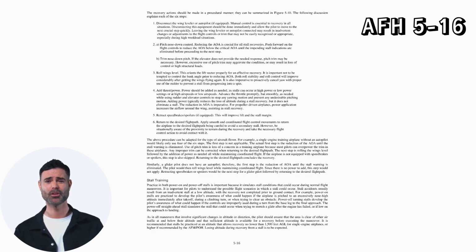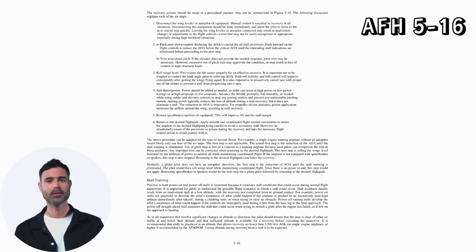2. A. Pitch nose down control. Reducing the AOA is crucial for all stall recoveries. Push forward on the flight controls to reduce the AOA below the critical AOA until the impending stall indications are eliminated before proceeding to the next step. B. Trim nose down pitch. If the elevator does not provide the needed response, pitch trim may be necessary. However, excessive use of pitch trim may aggravate the condition or may result in loss of control or high structural loads.